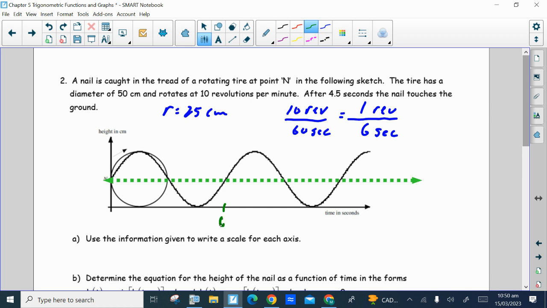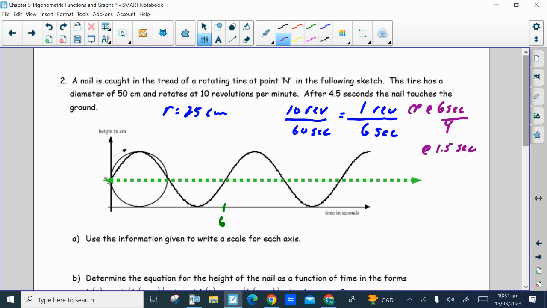So this graph started on the horizontal midline heading upwards. I've marked the point on the grid there where it gets to that same point again. And we determined, because it's 10 revolutions in 60 seconds, that means one revolution in 6 seconds. So that is our period. Now remember, the critical points. There are 4 critical points in every rotation, in every period. Our critical points will be at 6 seconds divided by 4, or every 1.5 seconds.